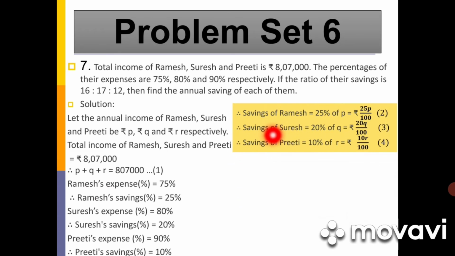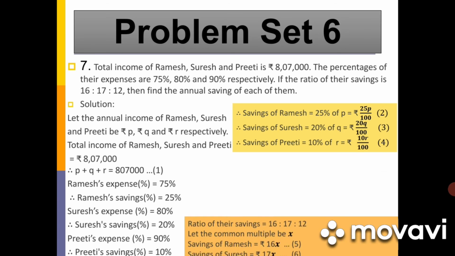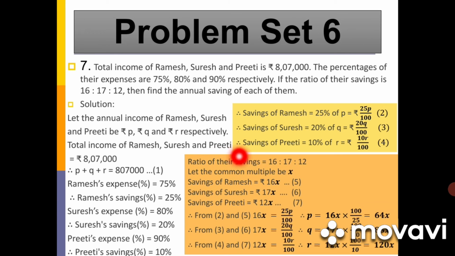Therefore, savings of Ramesh is equal to 25% of P, and that is equal to rupees 25p upon 100. Let this be 2. Therefore, the savings of Suresh is equal to 20% of Q, which is equal to rupees 20q upon 100. Let this be 3. Therefore, the savings of Preeti is equal to 10% of R. This is equal to rupees 10R upon 100. Let this be 4. Therefore, the ratio of their savings is equal to 16:17:12.